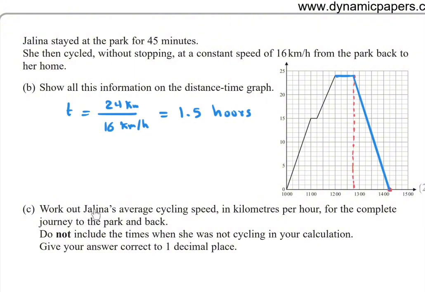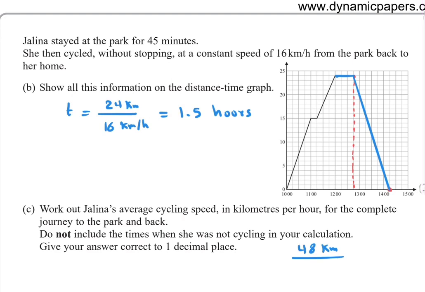C. Work out Jalila's average cycling speed in kilometers per hour for the complete journey to the park and back. Do not include the time when she was not cycling in your calculation. Give your answer correct to one decimal place. Average speed is total distance over total time. For the total distance, she cycled 24 kilometers to the park and 24 kilometers coming back. So 24 times 2, so 48. So the total distance is 48 kilometers.